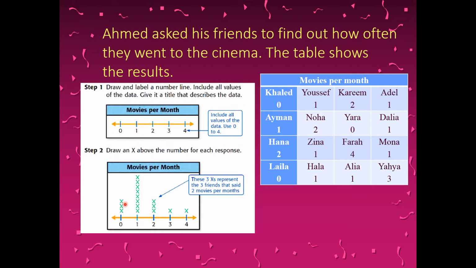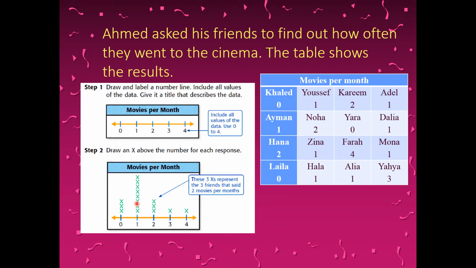Okay, here let's move to 1. How many people go to the cinema one time per month? Let's count how many go one time. 1, 2, 3, 4, 5, 6, 7 and 8. So we're going to represent it on the line plot here with 8 x's.